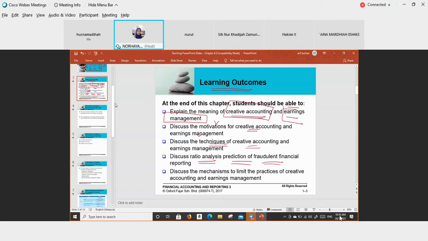Okay, previously you learn how the ratio can be used to analyze the financial performance of a company, but ratio can also be used to predict the fraudulent financial reporting through creative accounting. Okay, and then discuss the mechanism. Mechanism is ways to limit. So since the creative accounting may lead to fraudulent financial reporting, there are also mechanism. Mechanism is ways. Okay, caranya, how to limit. Macam mana kita nak hadkan. Limit the practice of the creative accounting and earnings management.